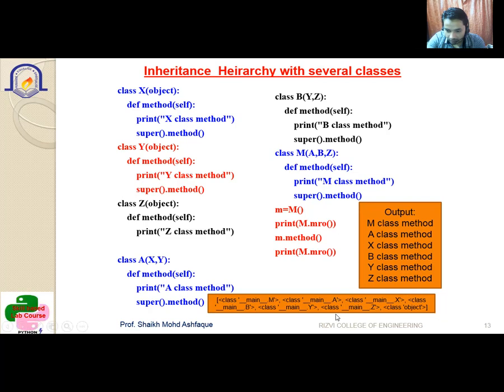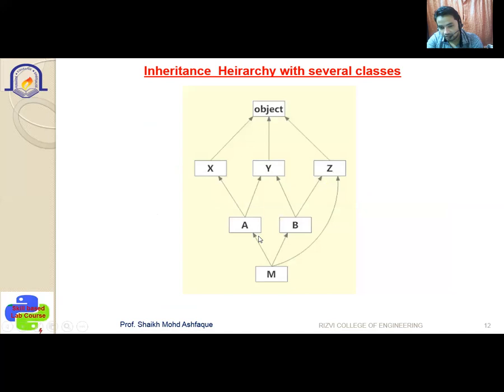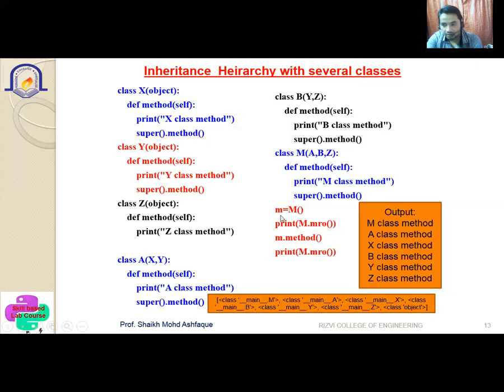Similarly, this is the output obtained by the MRO. In this way, you can write a program that follows the DFS principle: it traverses from left to right, and all the classes are visited exactly once. Here you can see that M, A, X, B, Y, Z is traversed exactly once, all the classes are covered, and it follows the rules of DFS, which uses the left-to-right approach. In the diagram it is the same, M, A, X, B, Y, and Z. If you want to see it directly, you can use the MRO method. If you want to implement it, you can implement it in this way.